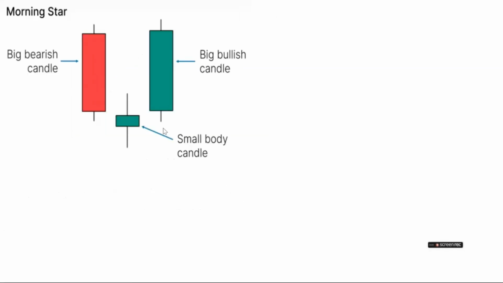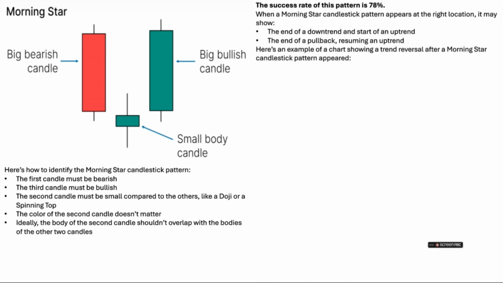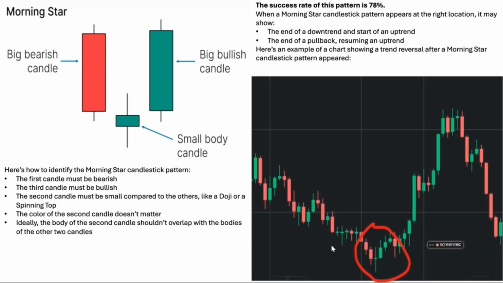Let's look at the morning star. It's one of my personal favorites because it's like a three-part story. First, you have a big bearish candle, then a small one showing indecision, and finally a hefty bullish candle. If you see this pattern, especially after a downtrend, it is a big hint that the bulls might be roaring back. The success rate of this pattern would be 78%, and here is how this morning star pattern will look like.